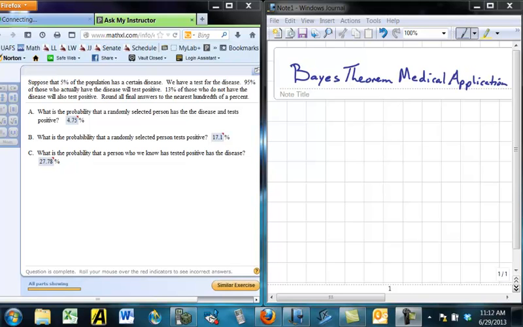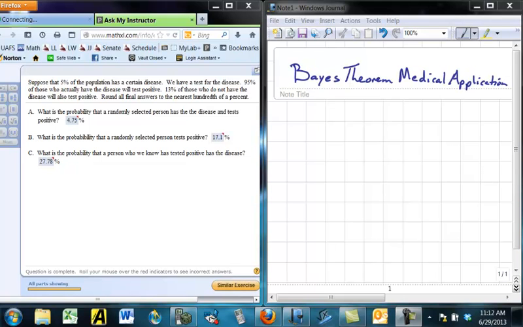We're going to be looking today at an application of Bayes' theorem to a medical problem. So this is a homework exercise. You can see a homework exercise that I have pulled up here in my stat lab or my math lab. So here's the problem.